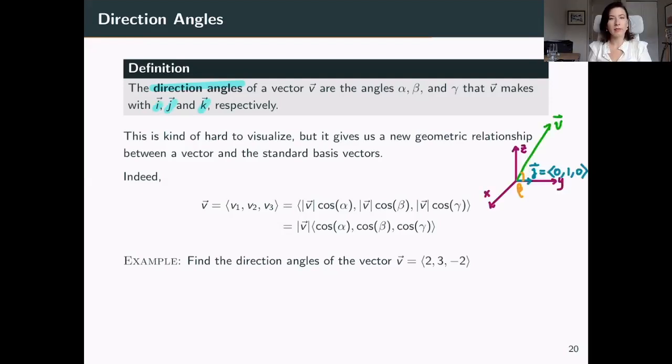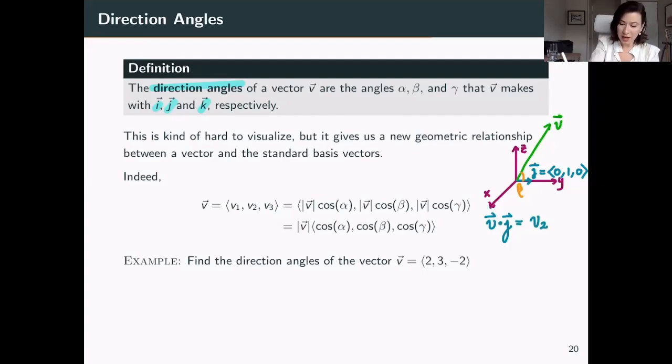To save some time in the video, I've gone ahead and drawn the picture of an arbitrary vector v with the standard basis vector j in the direction of the positive y-axis. The angle beta is the direction angle between the vector v and the standard basis vector j. We can use the relationship of the dot product to the angle beta to observe the following. We have that v dot j is going to be equal to the y-coordinate v2.